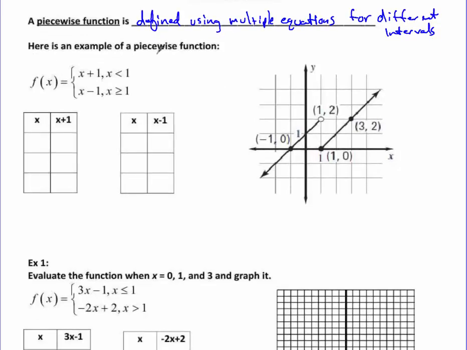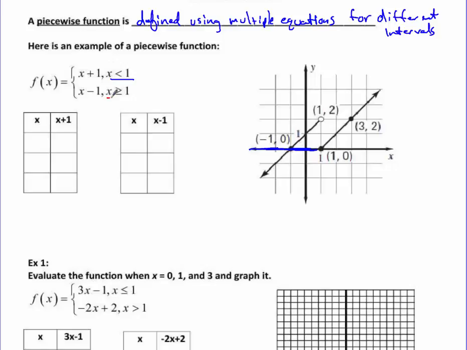So here's an example of a piecewise function. It says that f of x equals x plus 1 when x is less than 1, and f of x equals x minus 1 when x is greater than or equal to 1. So if we look over at the graph, this is our x-axis. So moving along here, when x is less than 1, we use x plus 1 as our function. So for all of this part of the graph, when x is less than 1, we're using f of x equals x plus 1.